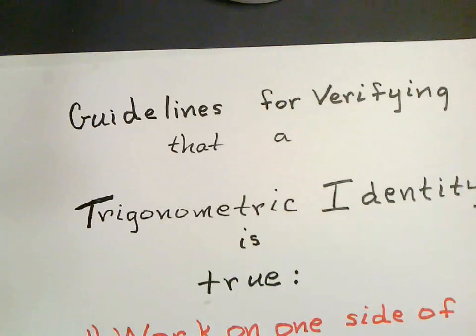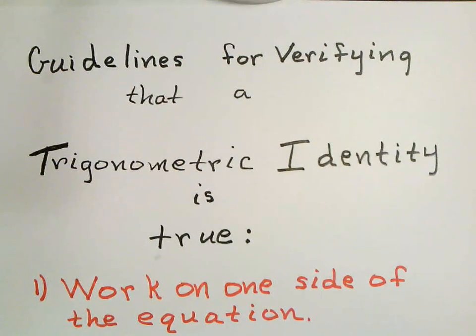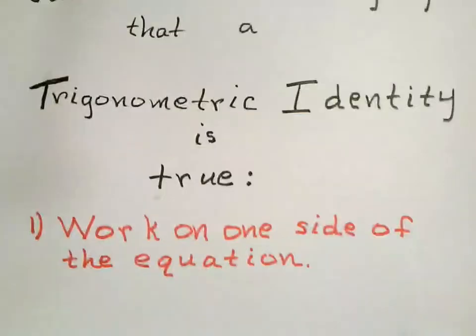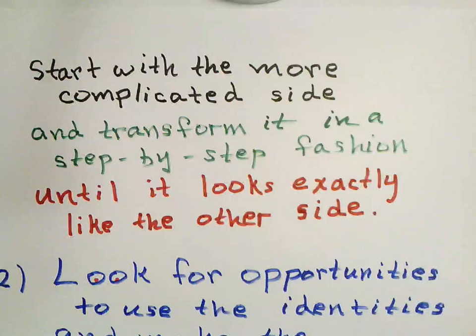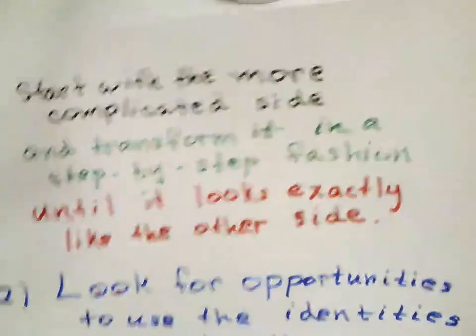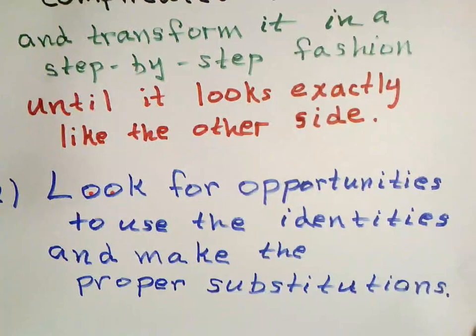We have certain guidelines to help us when we verify a trigonometric identity. One of the guidelines is that we work on one side of the equation only. We start with the more complicated side and transform it in a step-by-step fashion until it looks exactly like the other side. Then we look for opportunities to use the identities and make the proper substitutions.